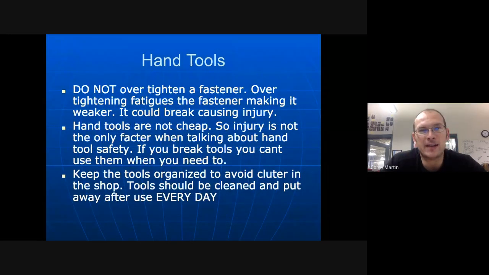Do not over tighten a fastener. I've got that in big capital letters, and I'll use lug nuts again as an example for that. Over tightening fatigues, that means that it weakens the fastener, making it substantially weaker. It could cause injury, it could also break.